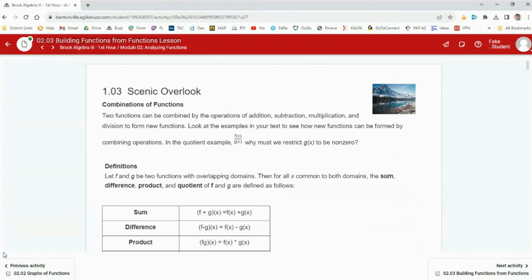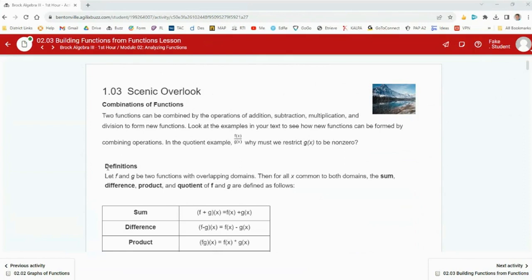Well, that's for the simple reason that you cannot divide by 0. In mathematics, that's an error. That's a problem. You can't do it. It doesn't work. So if g of x is 0, that's dividing f of x by 0. So in that case, we have to restrict it.